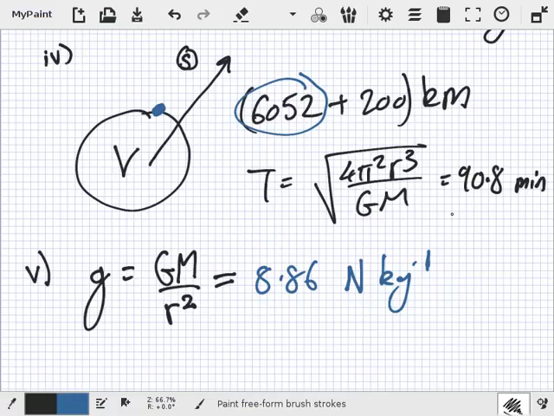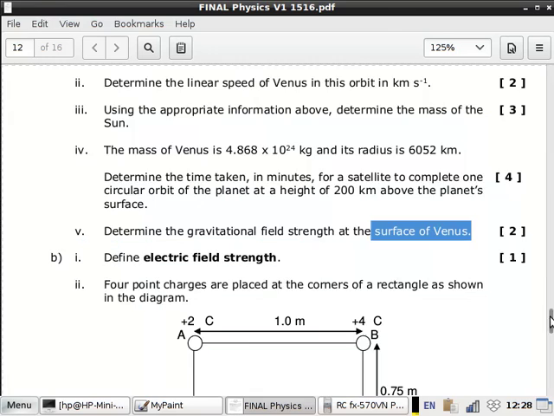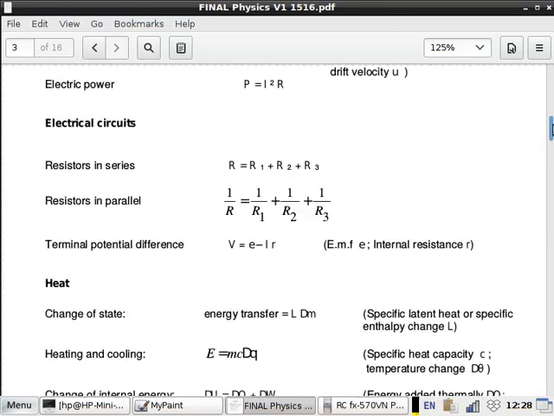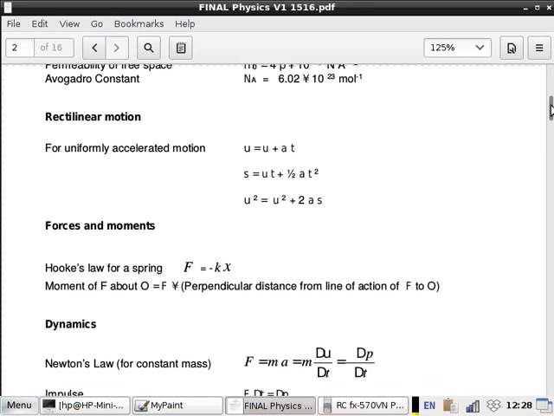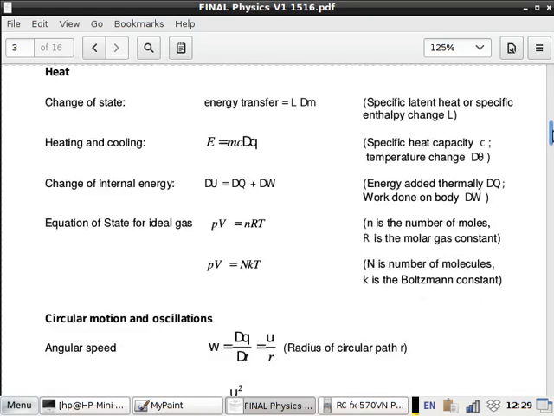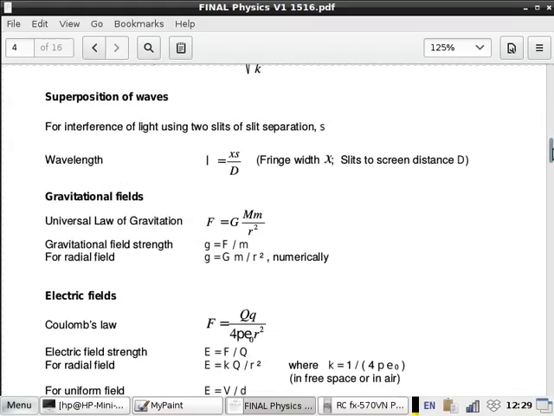I put in the numbers G, M, and R squared. It's in the formula book. Is this formula for g not in it? g is F over M. F equals G M m over R squared. So put the two together. GM over R squared. There it is right there.